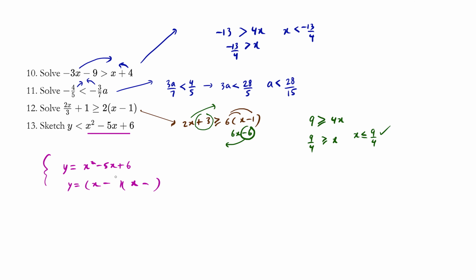So we factor by asking what times what is 6, but adds to be negative 5. We have negative 2, negative 3. So what this means is, if we have a parabola, we know the roots are at x equals 2 and 3. So this is 0 here, 1, 2. So here and here, this is 3. This is 2, this is 3, this is 1. And the parabola is going to cut through here. And it's going to be a happy face because there's a positive coefficient in front of x squared.